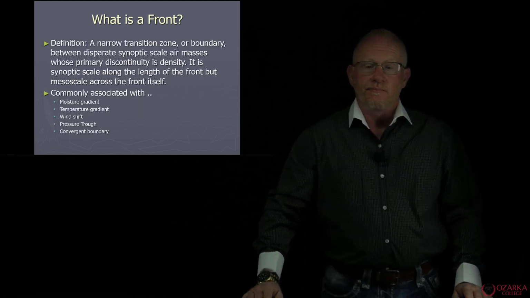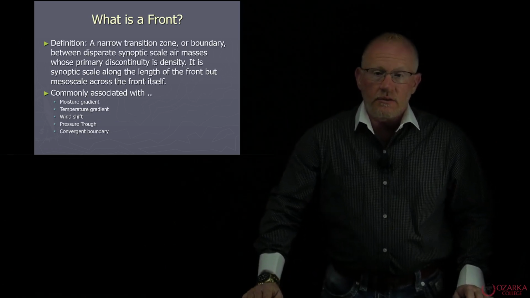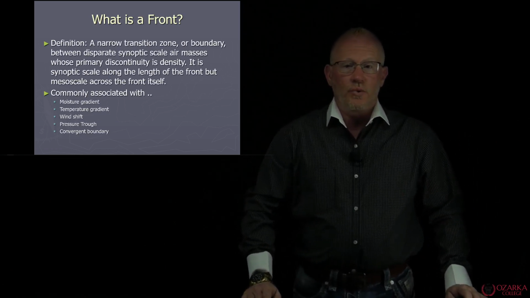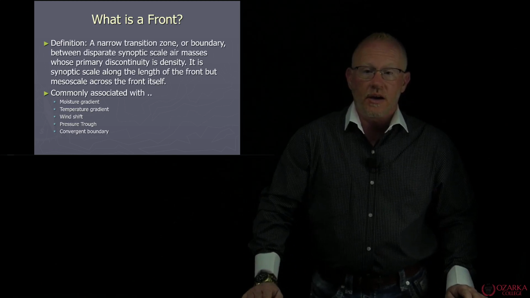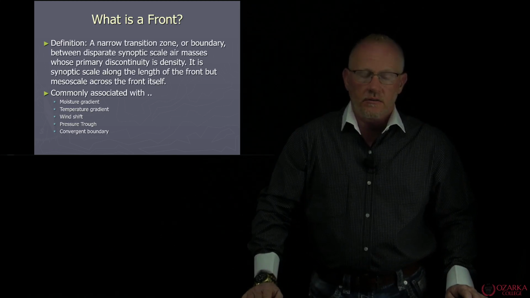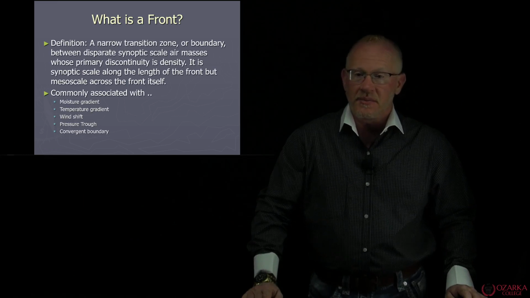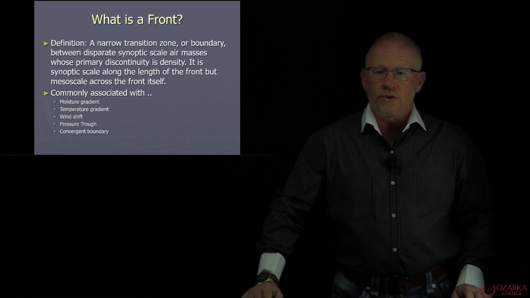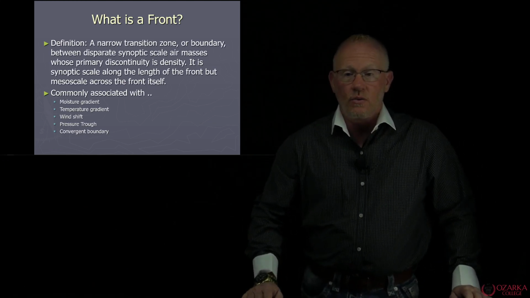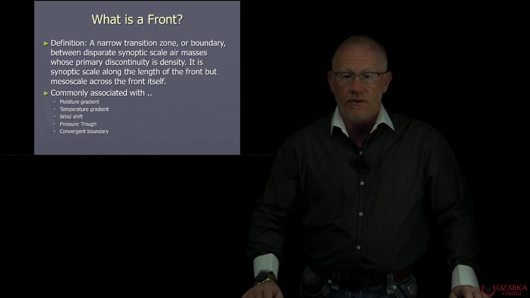So what is a front? A front is a narrow transition zone or boundary between disparate synoptic scale air masses whose primary discontinuity is density. It is synoptic scale along the length of the front, but mesoscale across the front itself. Now, these are commonly associated with moisture gradient, temperature gradient, wind shift, pressure troughs, and convergent boundaries.